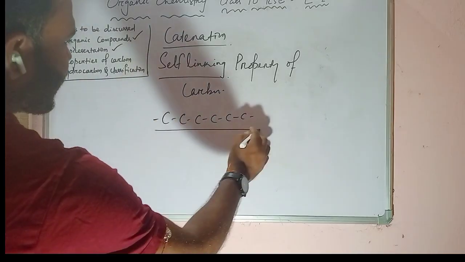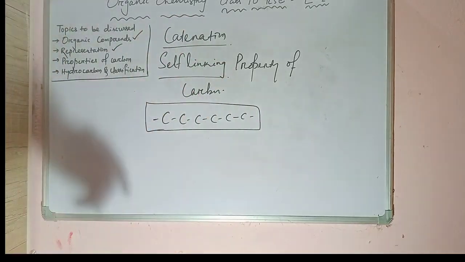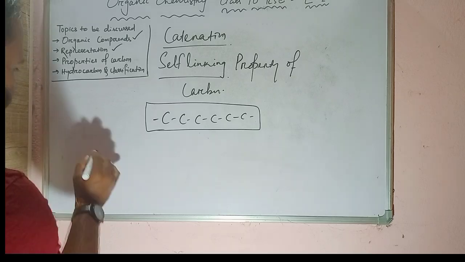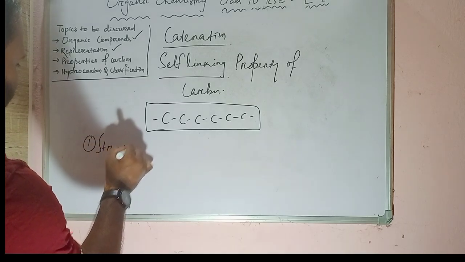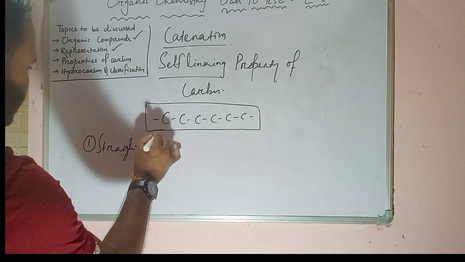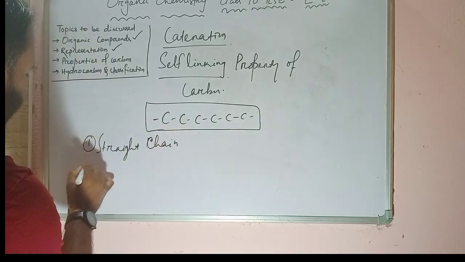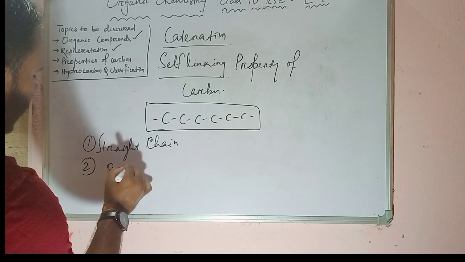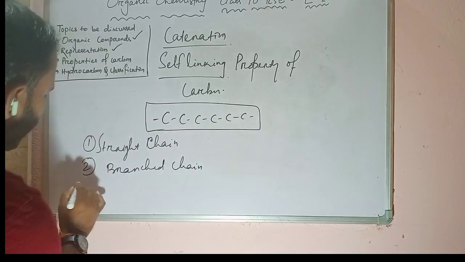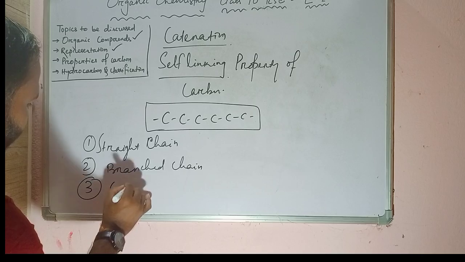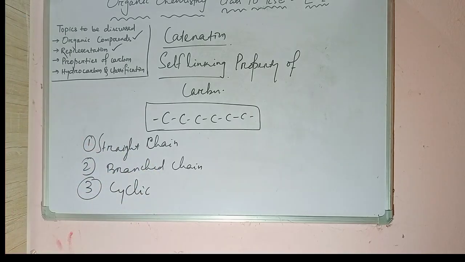As it is the self-linking property of carbon, it can form many carbon chains. First of all, it can be a straight chain. Second, it can be a branched chain. Third, it can be cyclic.